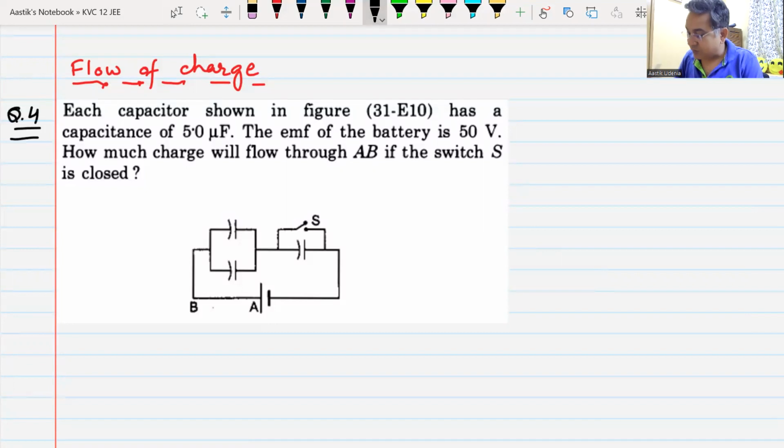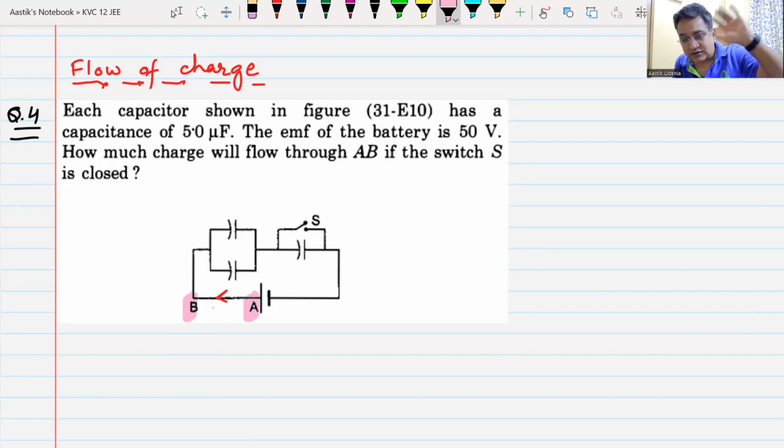Question number 4 or 5, whatever. Each capacitor shown in the figure has a capacitance of 5 microfarad. The EMF of the battery is 50 volt. How much charge will flow through AB? Whenever they ask you the question of charge flow, they will give you a direction of charge flow. So they're asking you how much charge has flown from A to B. Do we understand this? Yes, sir. There is a question on charge flow, they should give you the direction of charge flow, because if in this direction positive 50 flows, then in the opposite direction negative 50 flows.